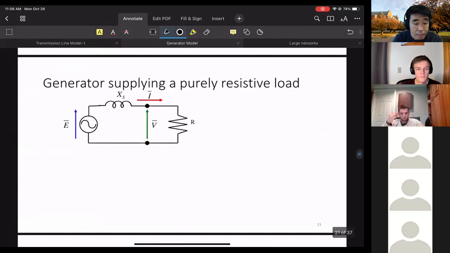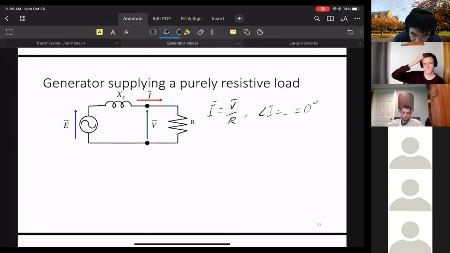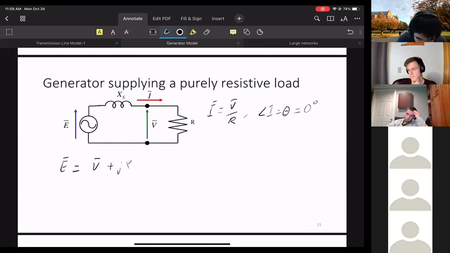Now let's look at what happens with a resistive load. Let's add a resistor to the terminal and look at the current and the voltages. I in this case is V over R. What is the angle of this current when we're referencing to the terminal? 0 degrees, right? Because we're always referencing everything to the terminal. If there's a resistive load at the terminal, then the current and the terminal voltage are in phase. So the internal EMF, E, is V plus jXS times I.